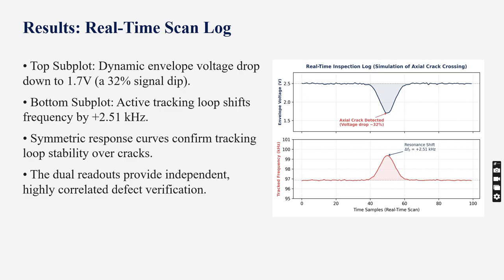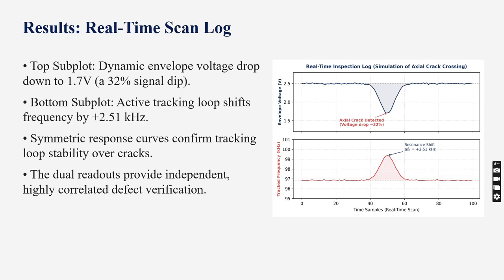This figure represents the simulated real-time data logged during a crack crossing. The top graph shows the envelope voltage. In the healthy section, the signal remains stable at 2.5 volts but drops to a minimum of 1.7 volts when crossing the crack, showing a sharp 32% dip.